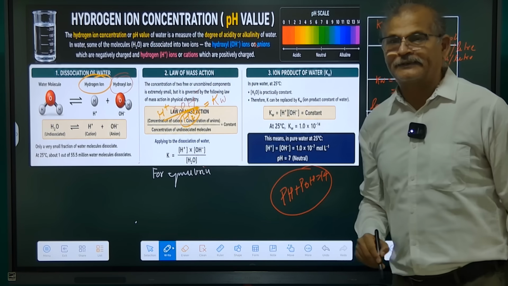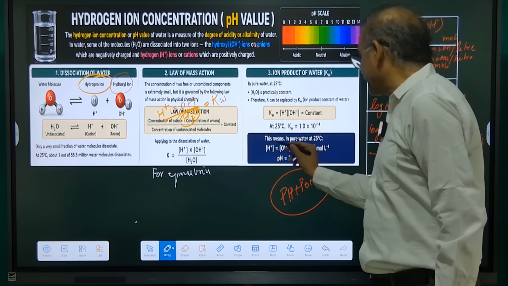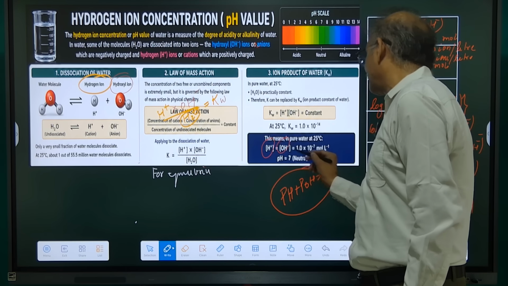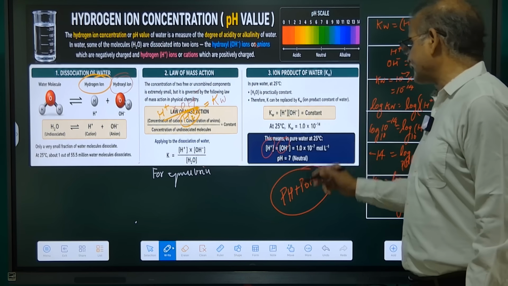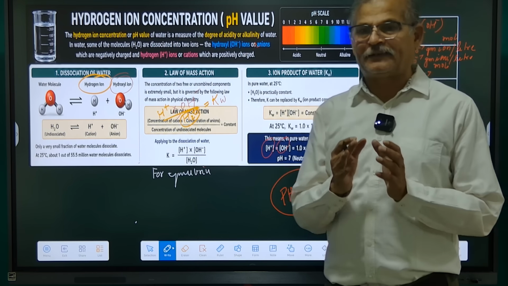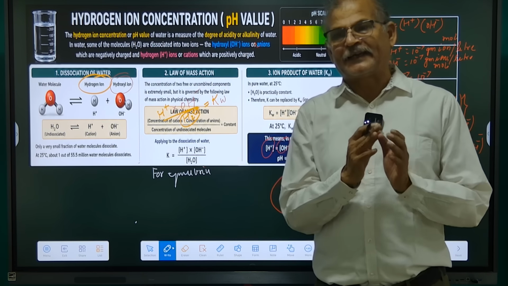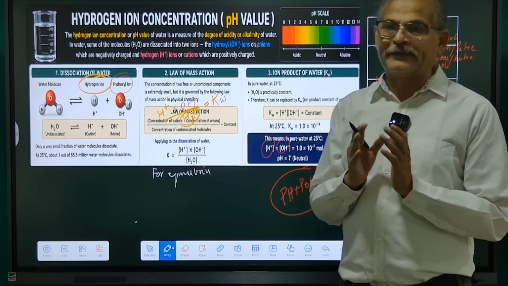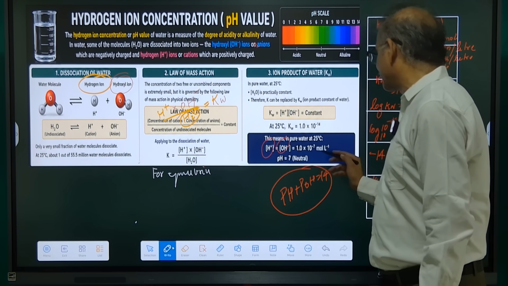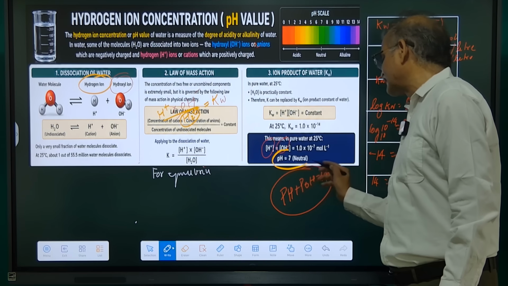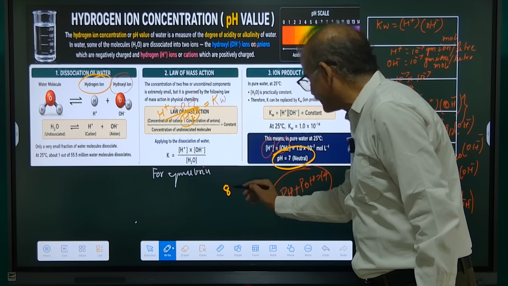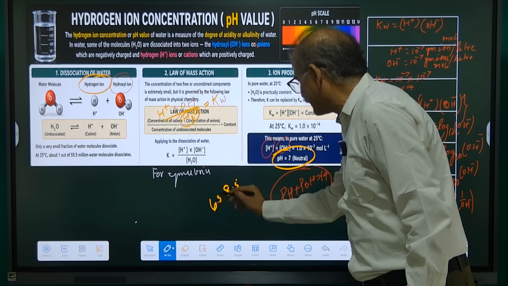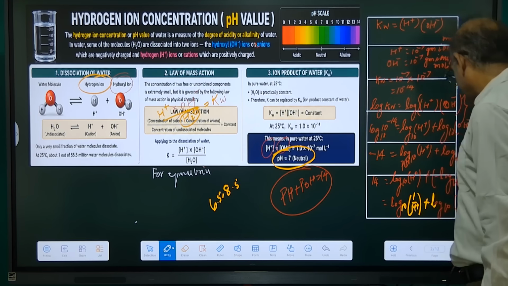Since water is neutral, H+ ion and OH- ion will be equal to 10 to the power minus 7 mole per liter. For water to be neutral, the H+ ion and OH- ion should be equal, and that is 1 into 10 to the power minus 7 mole per liter. Hence pH 7 is neutral, and the pH is between 6.5 to 8.5 for drinkable water.